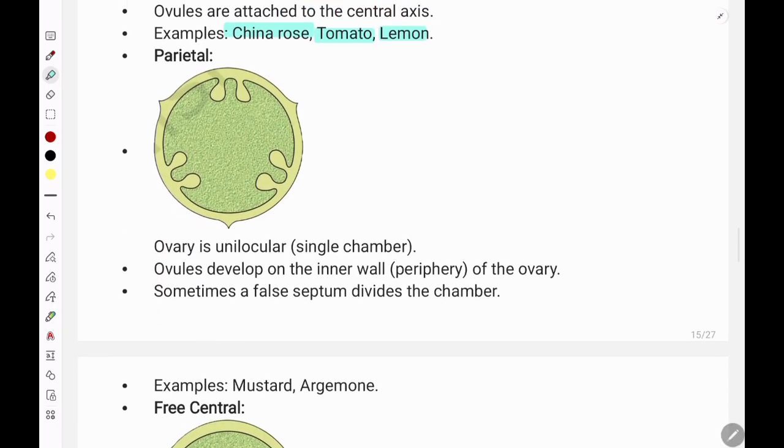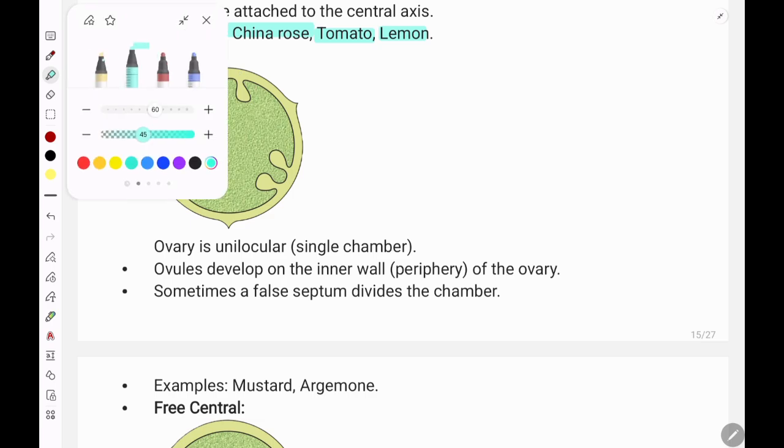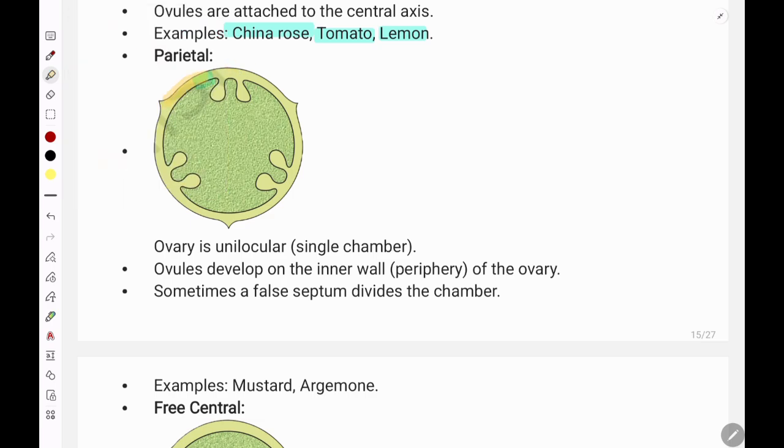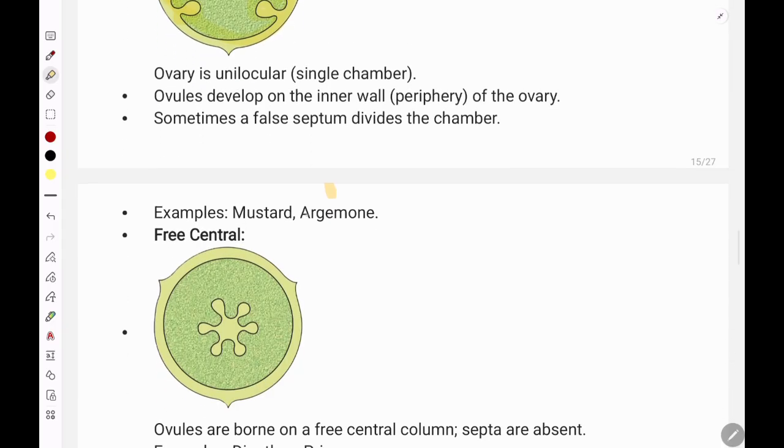Third one is parietal. In parietal placentation, the ovules are arranged near the parietal region, meaning the inner walls of the periphery region. You can see this in mustard.